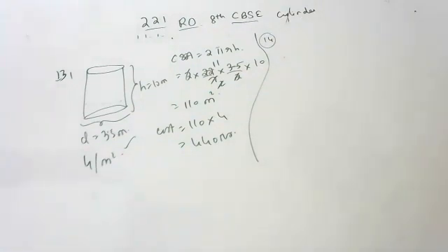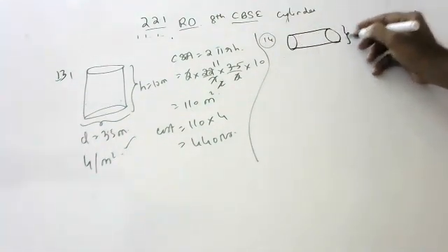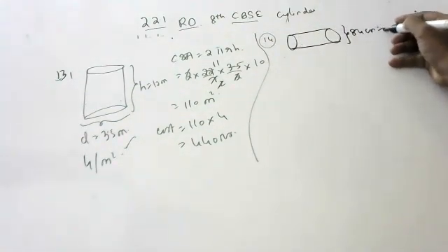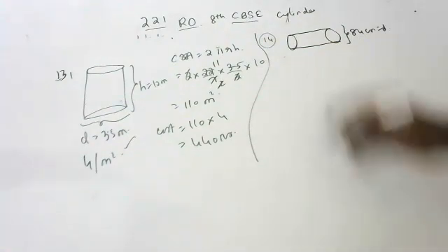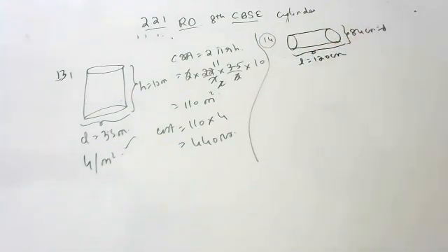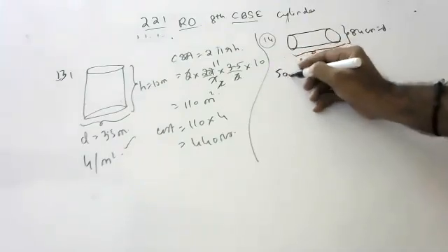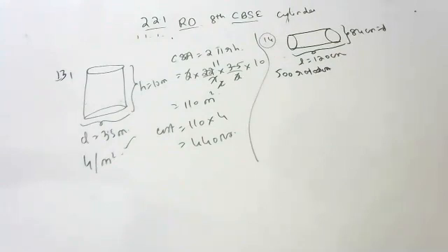Sujit, next sum. The diameter of the roller is 84 centimeters and the length is 120 centimeters. It takes 500 rotations. The question is how much area it is covering in 500 rotations.